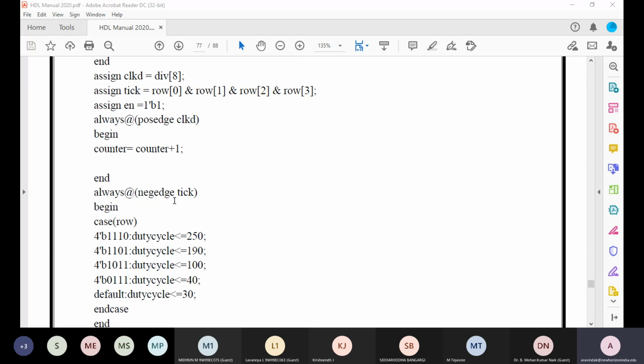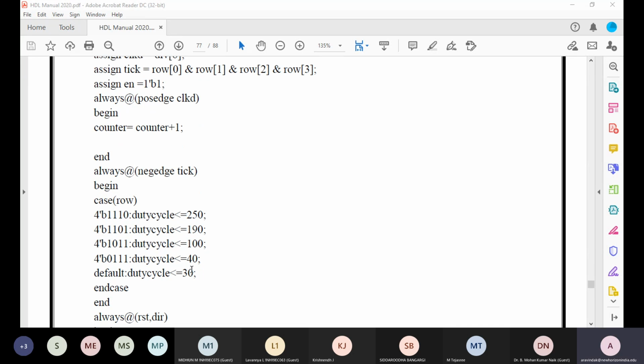As soon as this negative edge of the tick is happening, at that time, the rows are being checked by the code. Now, if the row is containing 1110, then the duty cycle is assigned with the value 250. This is the speed here. Now 1101, speed is changing. 1011 speed is changing, 0111 speed is changing. Default duty cycle is assigned with 30. Means by default it is having a very low value. The speed will be very low by default as soon as the kit is turned on and the FPGA is programmed. Later on we are going to press these 4 buttons.